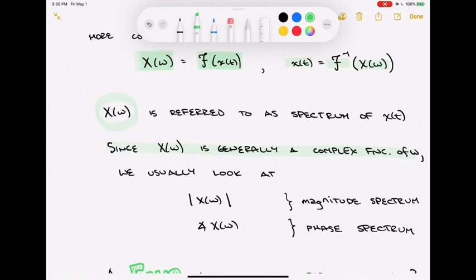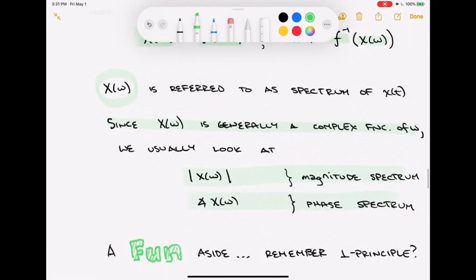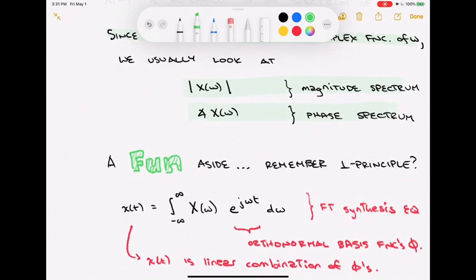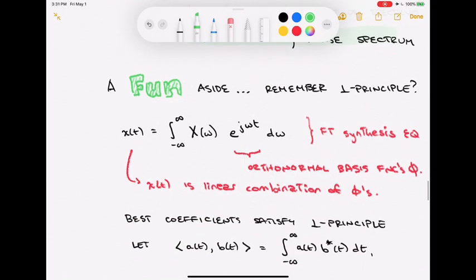It's based on a polar decomposition of that function X of omega, that spectral density. So we have magnitude spectra and we have phase spectra. And usually if we wanted to plot this frequency information out, we would do it as a pair of plots, right? The magnitude spectrum and the phase spectrum as well. Okay, so that's how the book derives the Fourier transform.